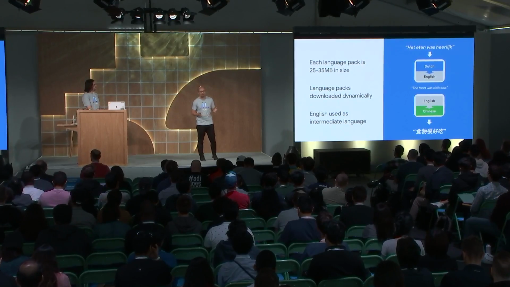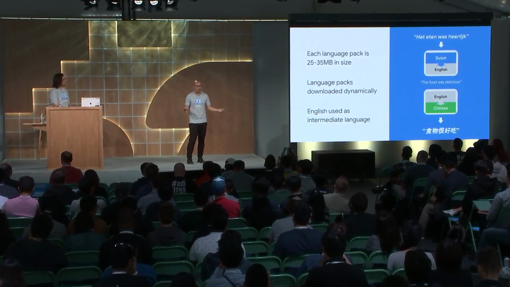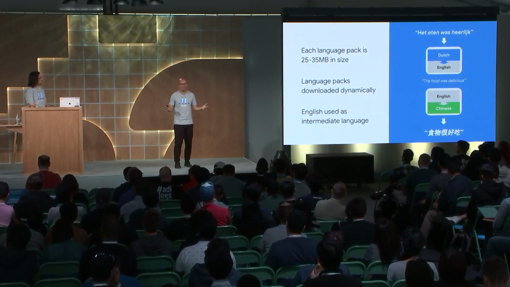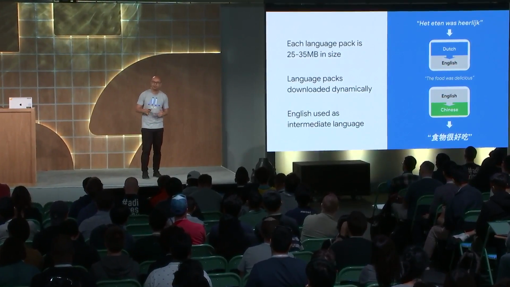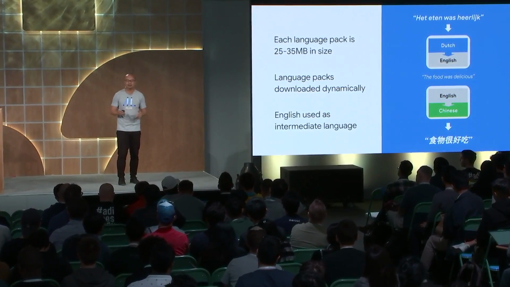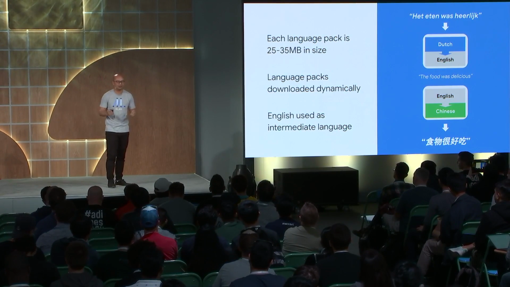So here's an example. On the top is what my friend Christiaan told me, which means the food was delicious in English. So it's translated to English first. And then it's translated to Chinese as 食物很好吃. So that is how it works.